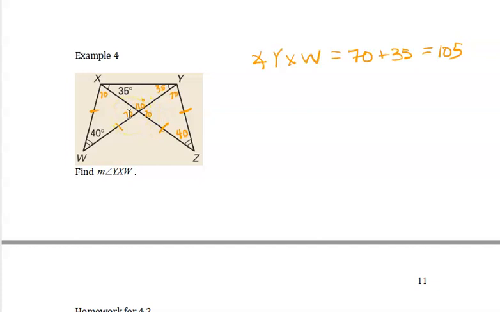So I've got all kinds of angles filled in here. So if I want to find the measure of YXW, I'm going to add 35 and 70 right over here and get 105. And that completes the notes for 4.2.